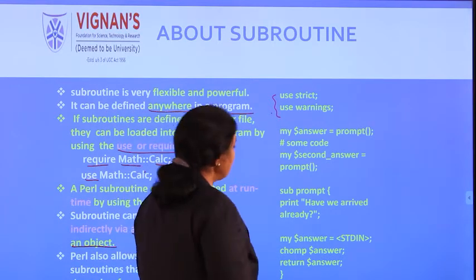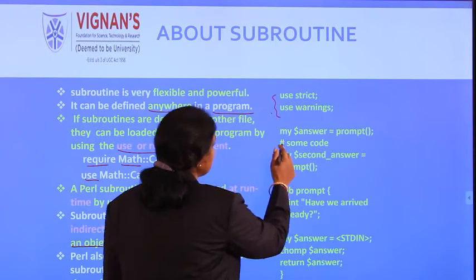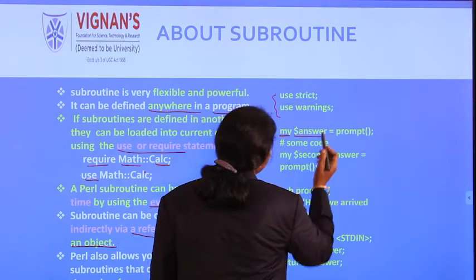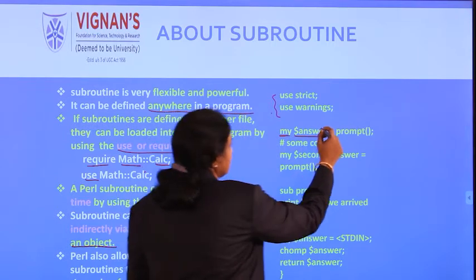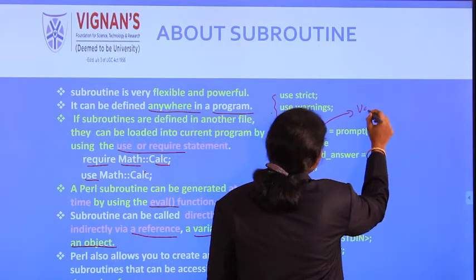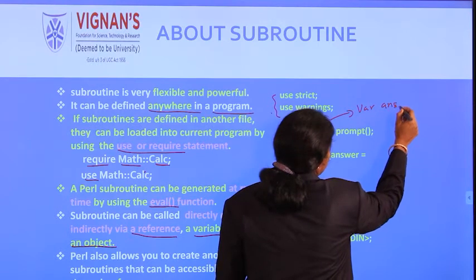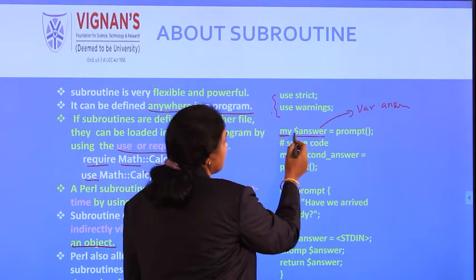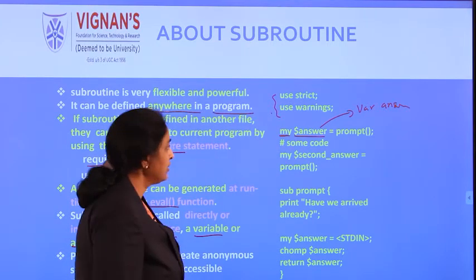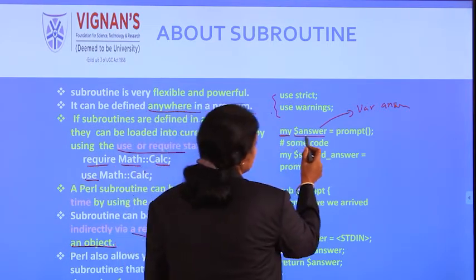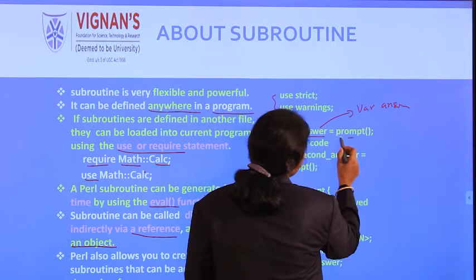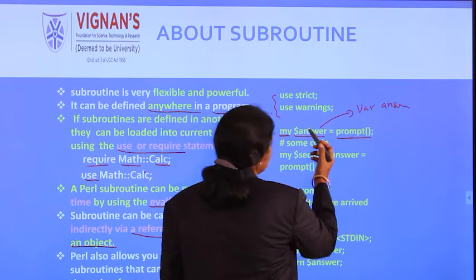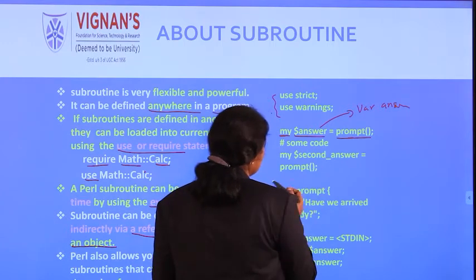After that, coming to this code, you see my is the keyword. $answer is nothing but a variable named answer. So in Perl, a scalar variable is represented with the symbol $. That we already know pretty well. Here the variable is answer. You are calling a function, prompt. Prompt is called with the help of the variable answer.